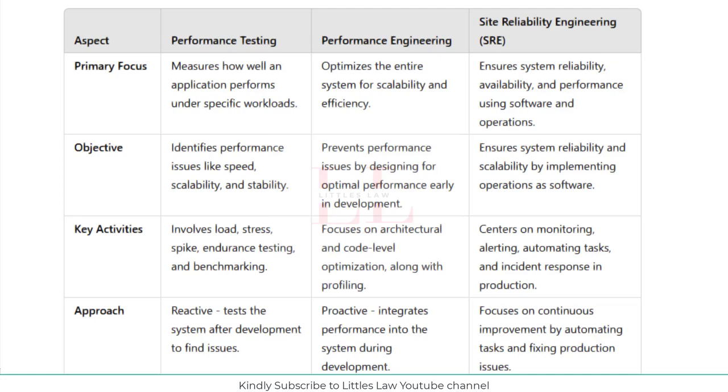And now we'll move on to the third part, which is the key activities. So far, we saw the primary focus and the objectives, and now we'll see the key activities of the performance testers, the engineers, and the site reliability engineers. So, what are the key activities of the performance testers? We do load testing, we do stress testing, we do spike testing, we do endurance testing, and also we do benchmarking.